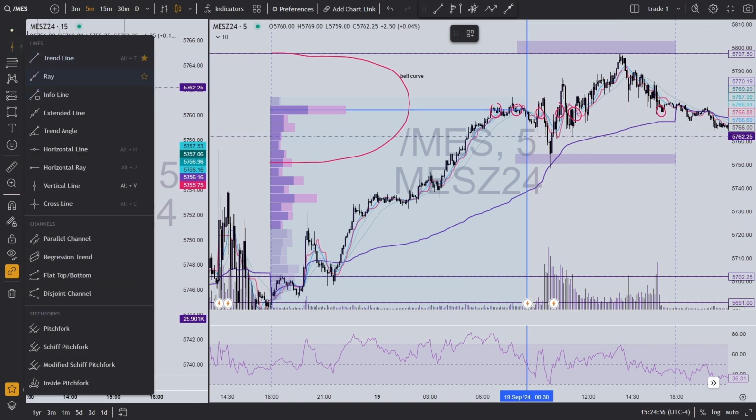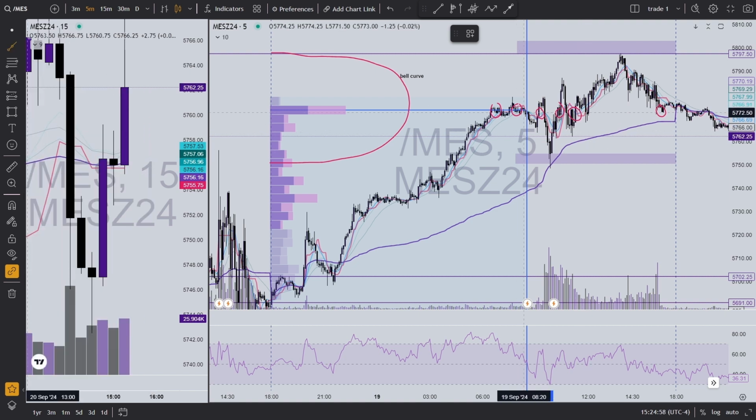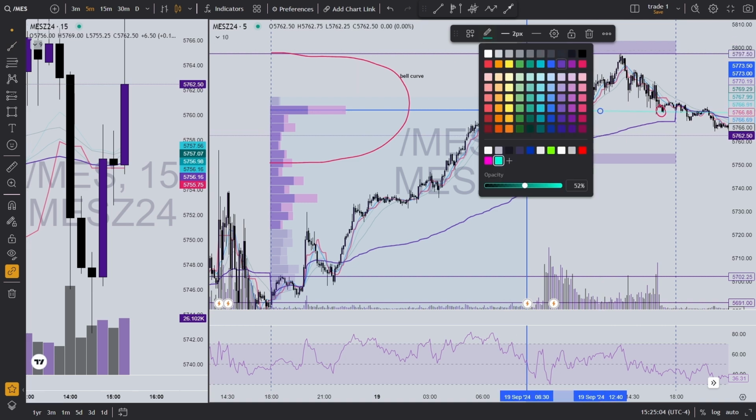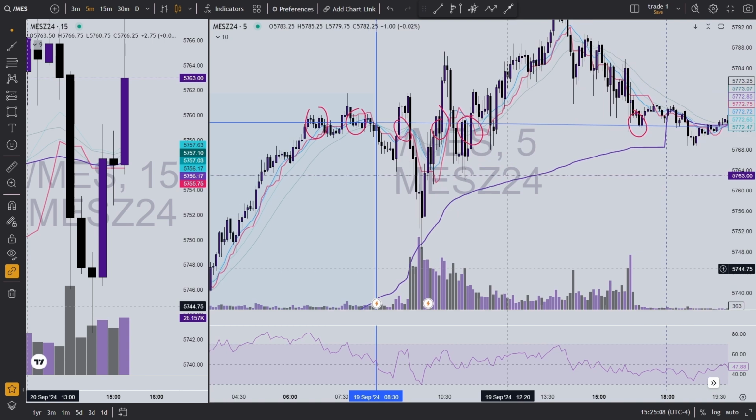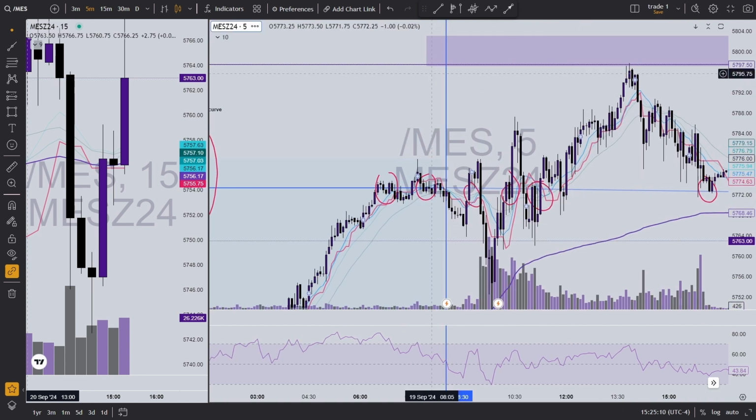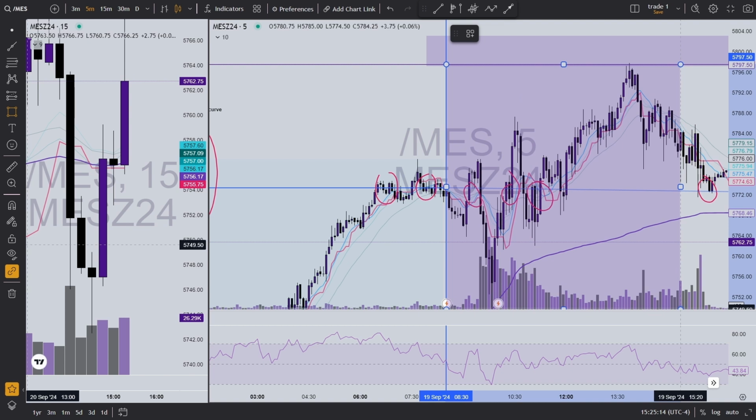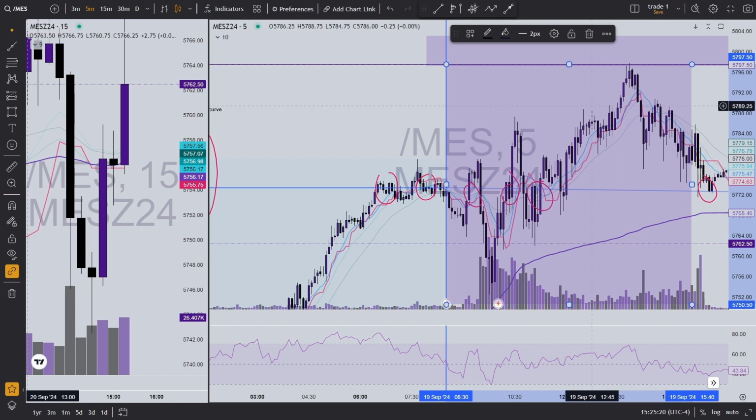So I would go ahead and mark that with my ray line further. And essentially at that point in time, I'm taking a look at the markets and I'm saying, if I don't have any of this information, particularly in this box here, let me see if I can block this out.